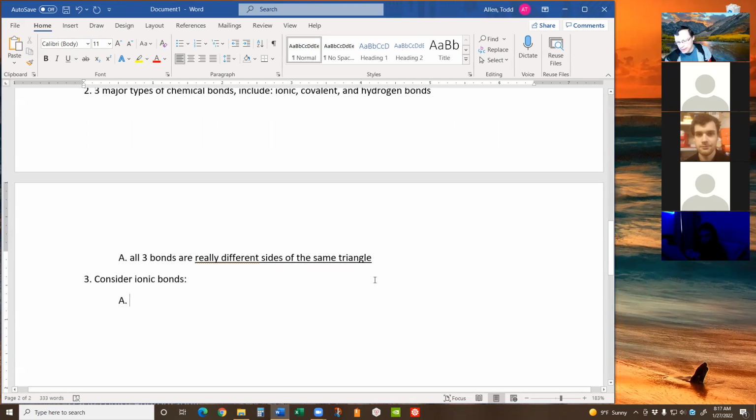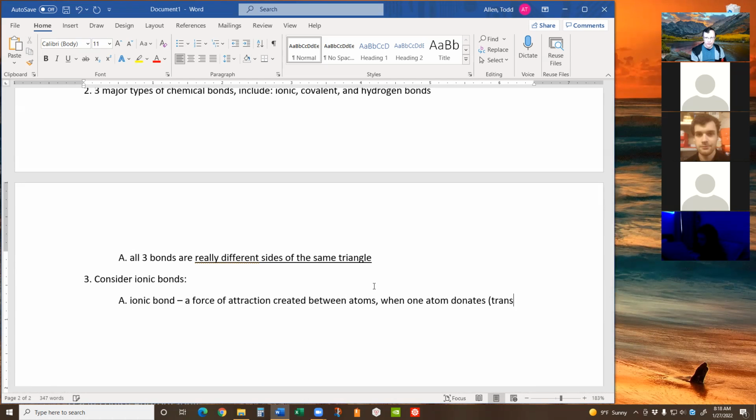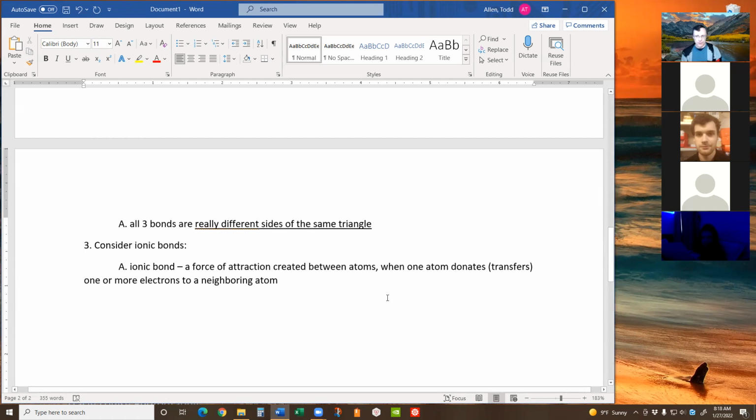Okay, so let's define an ionic bond, and then we can try to talk about it by doing a little bit of drawing. Okay, so an ionic bond is a force of attraction created between atoms when one atom donates, or you might say transfers, one or more electrons to a neighboring atom. And again, of course, that force of attraction is invisible, but we can measure these things in the research lab. We know that they exist. There's an abundance of evidence that shows that these things are real, even if we can't see them with our eyes.